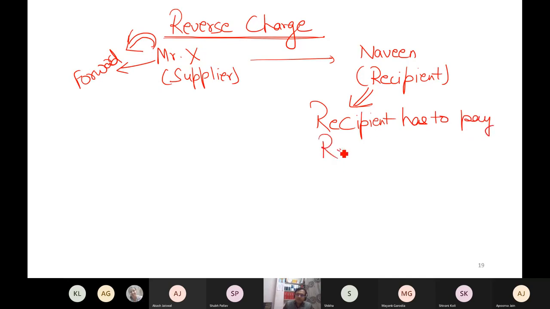In reverse charge, the recipient has to pay. So in reverse charge, the recipient pays. Now, before discussing this further, you must know that when you read any act, you cannot frame your own definition.